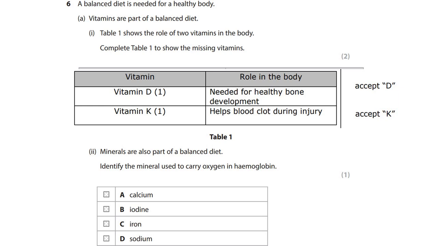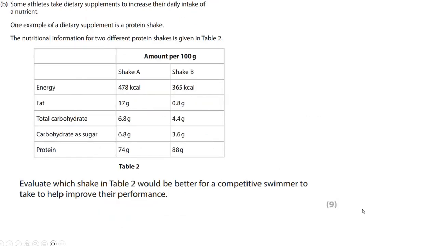Minerals are also part of the balanced diet. Identify the mineral used to carry oxygen in hemoglobin. Well, hemoglobin contains Fe2+ groups, or iron groups. So it is iron, which is why if you have anemia, you have a lack of iron, which means you're tired because you can't carry as much oxygen because you can't form as much hemoglobin.